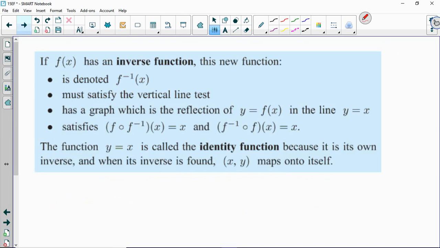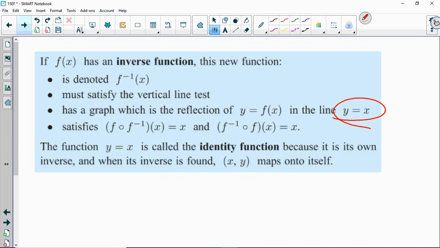What do we need to know about inverses? Okay, first of all, the notation already covered that. Second, an inverse function needs to satisfy the vertical line test. Talked about that already. I mean, it's a function, so it's got to do that. That means that its original function, not the inverse, but the original one, had to pass both the vertical and the horizontal. Third, this is important, the inverse function's graph is going to be the reflection of the original graph over the line y equals x.